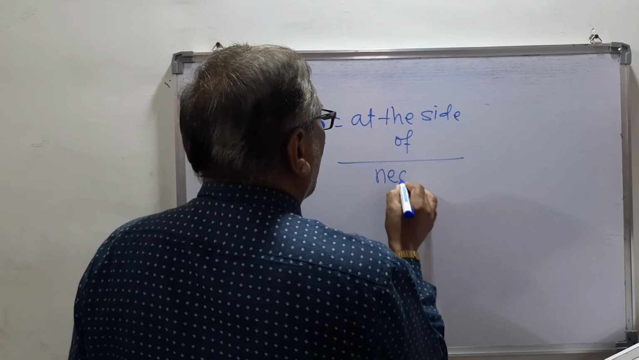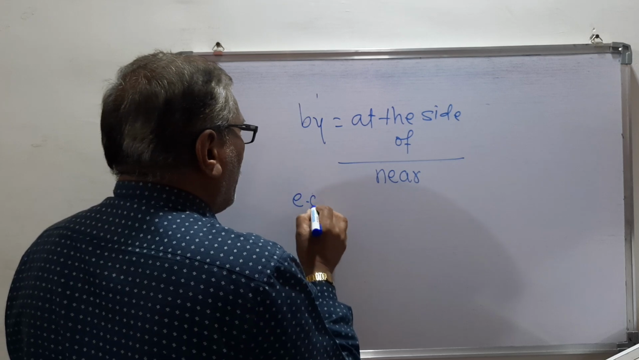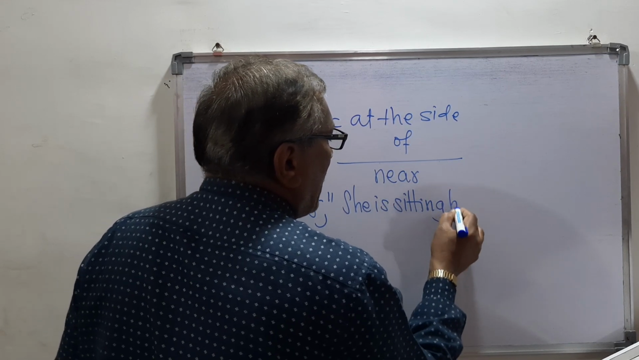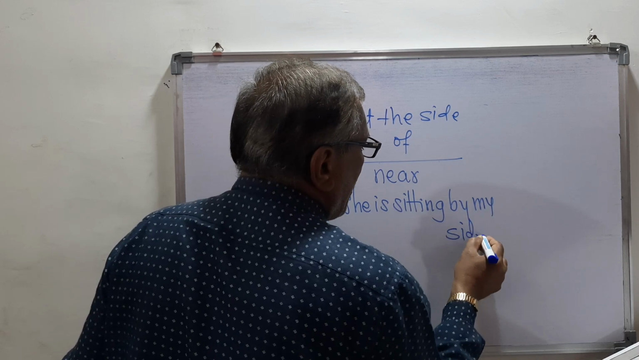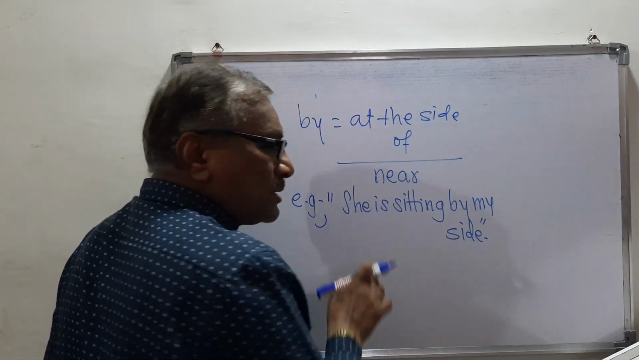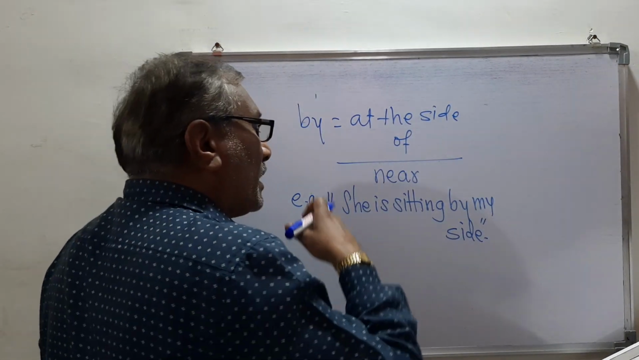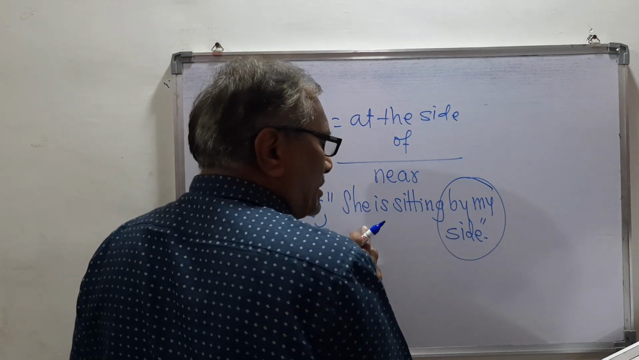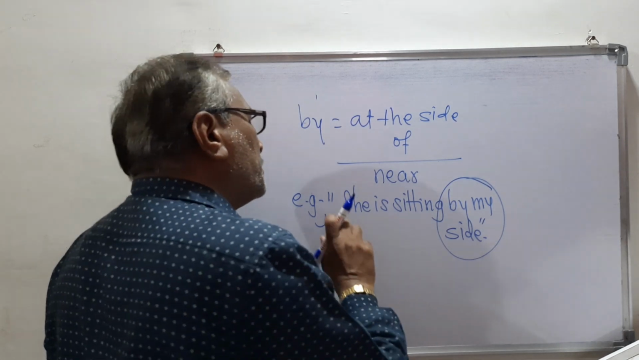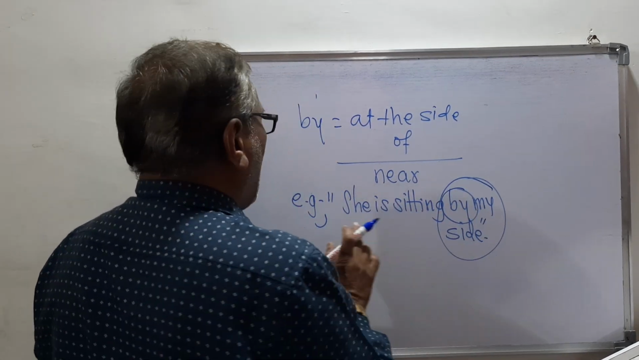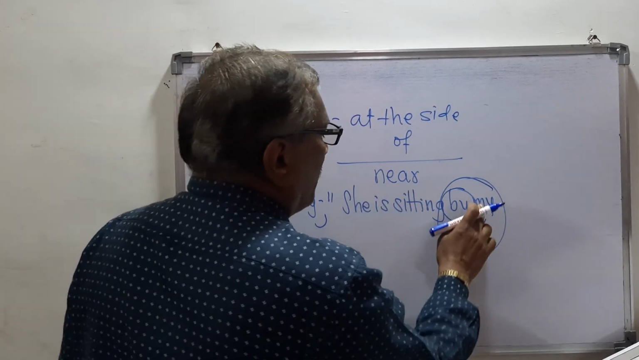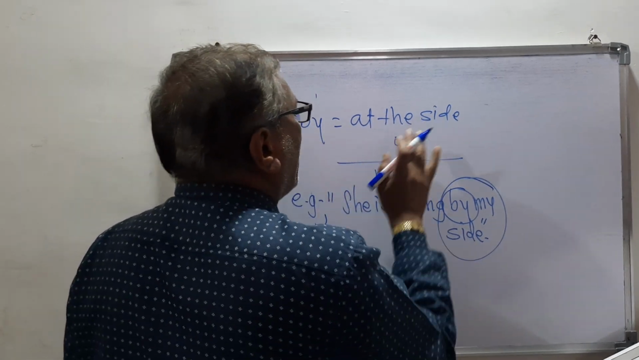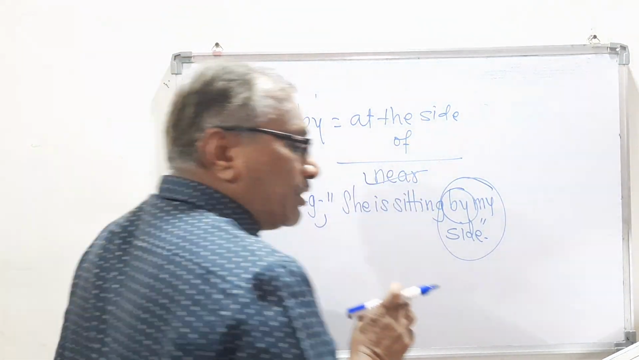At the side of means near. Remember how I will give you the example. What is the example? She is sitting by my side. Remember, what is the example? She is sitting means there is she, and that she is sitting means she is doing the sitting by my side. Means this she is there, and that gentleman is there, and she is sitting very near the gentleman. Remember, so she is sitting by my side means she is sitting near my side. She is sitting at the side of me. So remember, this by means at the side of, or this by means near something, near somebody.